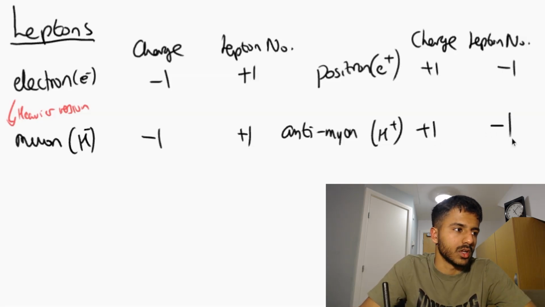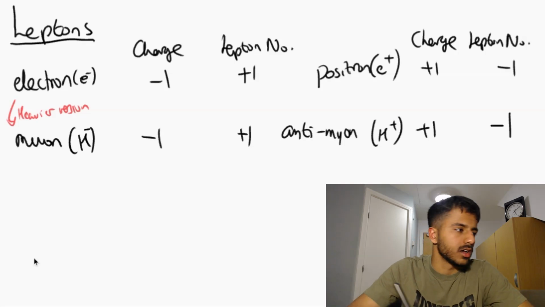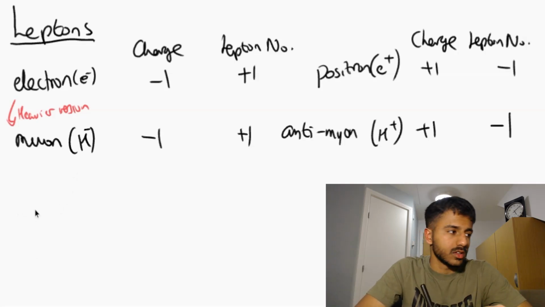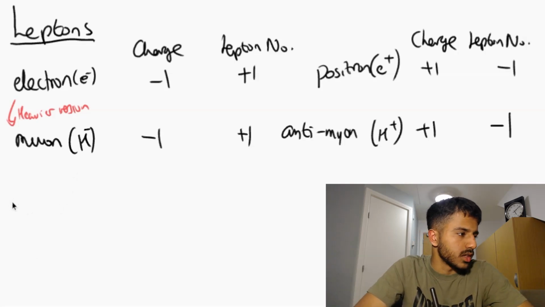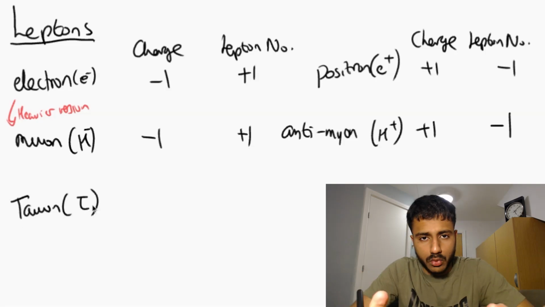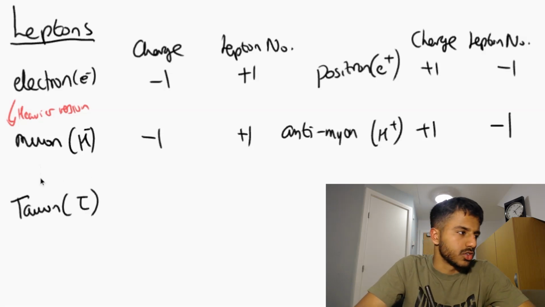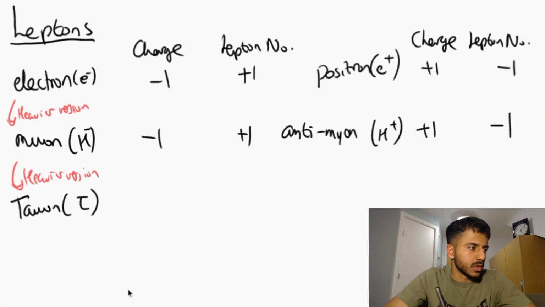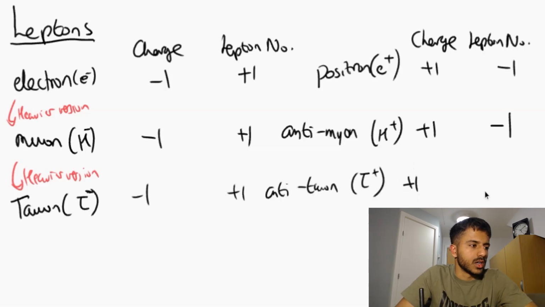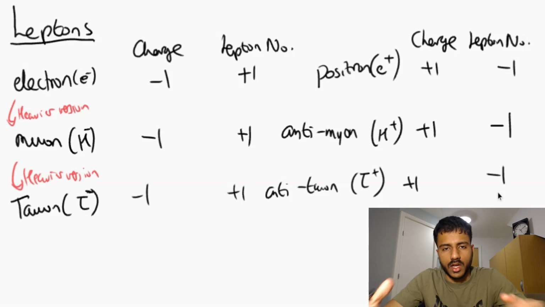And just as you expect for any regular antimatter, the antimuon has a charge of +1 and the lepton number of -1. Now, once again, there's an even heavier version of both of these particles, and it's called the tauon. Now, I'm not sure if this is strictly on syllabus for all exam boards, but the tauon is exactly the same as the other two, except again, it's just another heavier version. So, as you would expect, it will have a charge of -1, a lepton number of +1, and its antiparticle, which is called the anti-tauon, has a charge of +1 and a lepton number of -1.